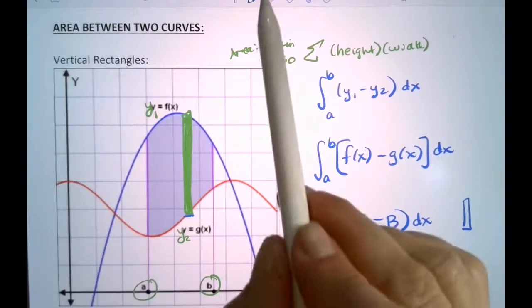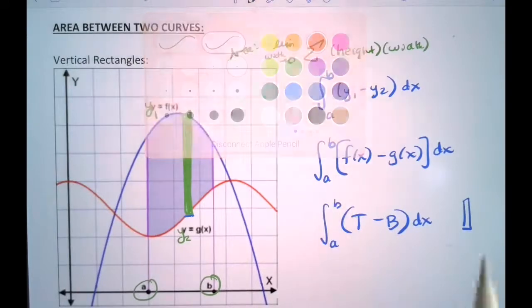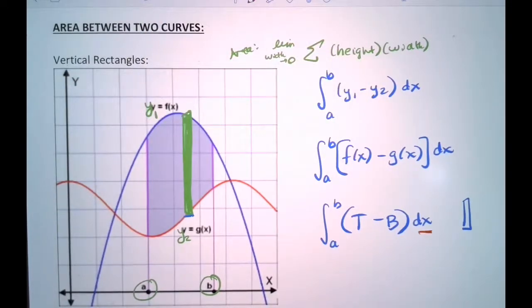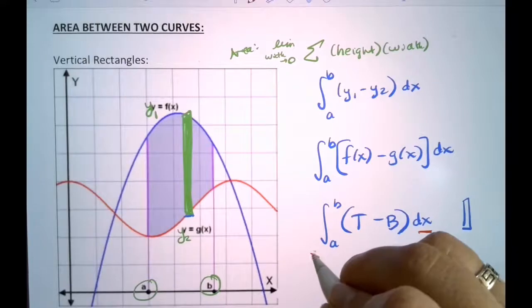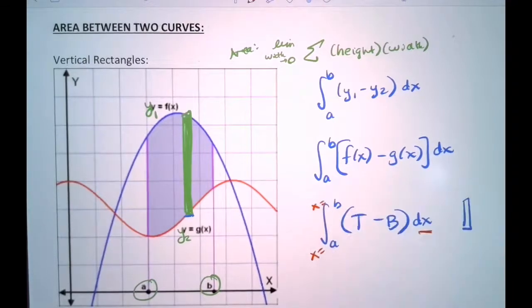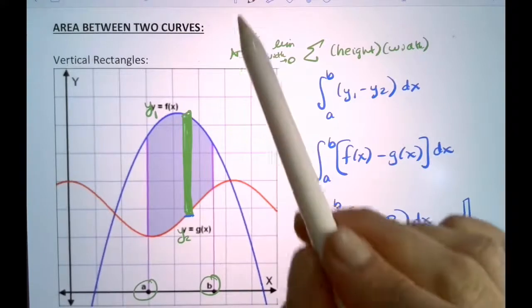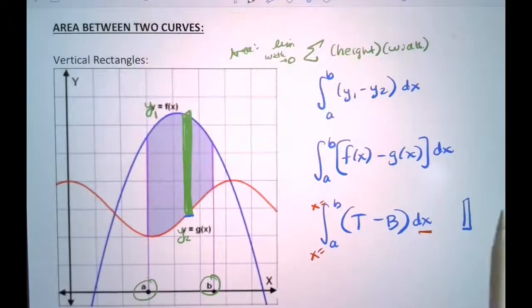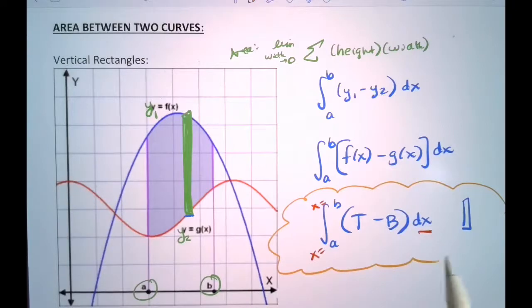And I'm also going to point out that that little dx there on the end is a pretty powerful statement. That's what tells you, hey, look on the x-axis to find your start and stop values, to find your limits of integration. So this is really what I want you to latch onto for what I should be studying, or what I should be using to set up area between two curves.